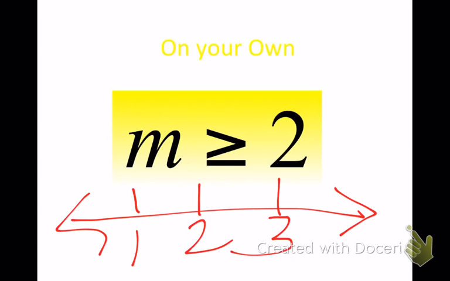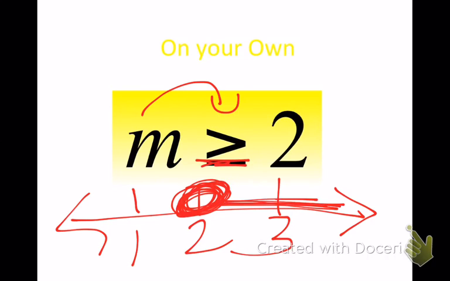So I've got my number line. I've got 2 in the middle. This time I do have that equal to symbol. That means I'm going to shade in my coordinate, and because M is anything bigger than 2, I'm going to shade to the right.